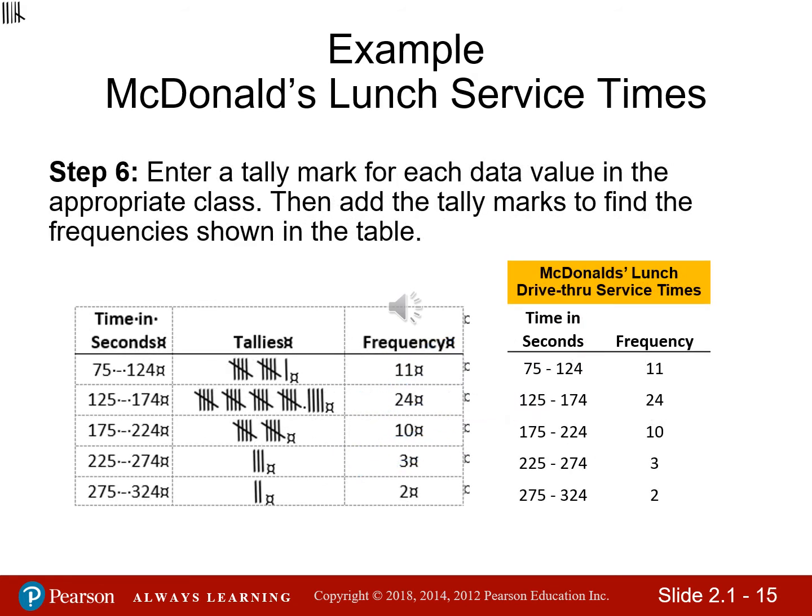Finally, in step 6, we create a tally mark for each observation that falls into the corresponding class. So for our example, you can see that in the first class we have 11 observations that fall between 75 seconds and 124 seconds. Then we have 24 observations that fall between 125 seconds and 174 seconds, and so on.